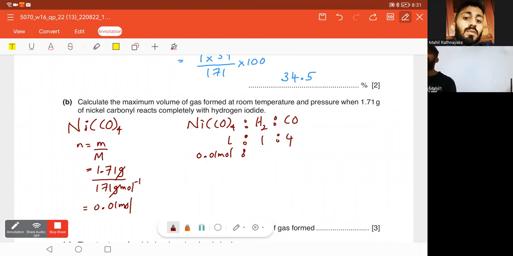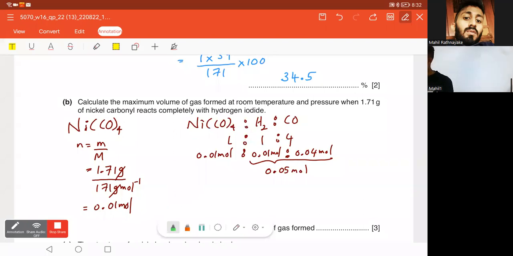What's the hydrogen number of moles? 0.01 hydrogen. What's the carbon monoxide moles? 0.01 times 4, 0.04. Can you understand? And what's the total number of gas moles? 0.05. If you put 1 to 5 that is even correct, then you have to find the volume.